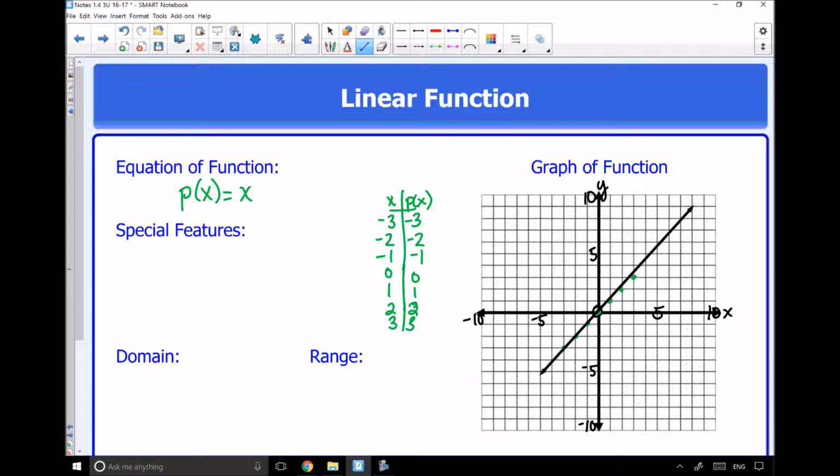So here's what my line is going to look like right here, and I'm going to make sure that it goes through my entire graph paper. Okay, so I'm going to extend it so that it goes through. Okay, and that's just the parent function right here.